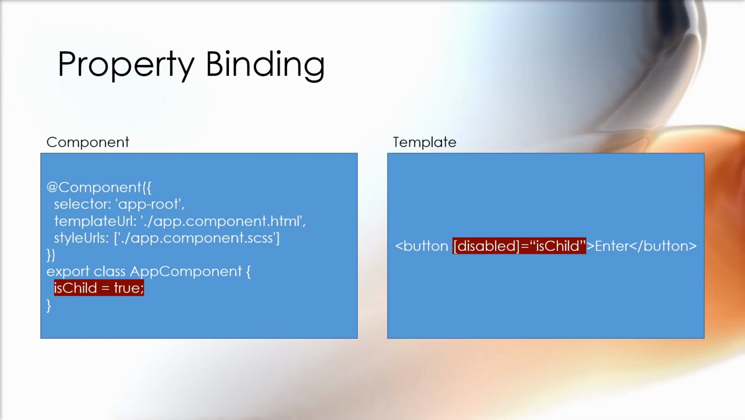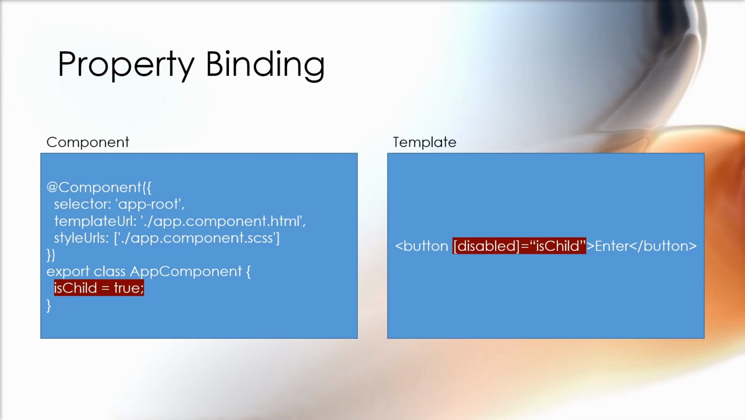However, in most cases, normal HTML attributes are the same as the DOM attribute, and they need to be enclosed within square brackets, and then we assign the value of the variable with which we want to change it. The example you are seeing on the screen disables a button based on the condition that is written in the component. So it is changing the behavior of your template, which is done through property binding.